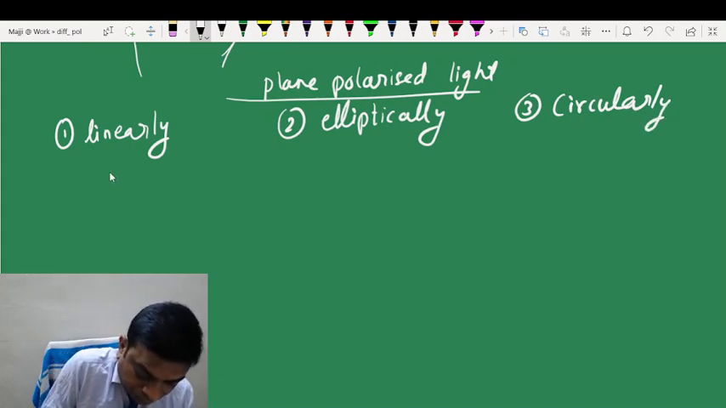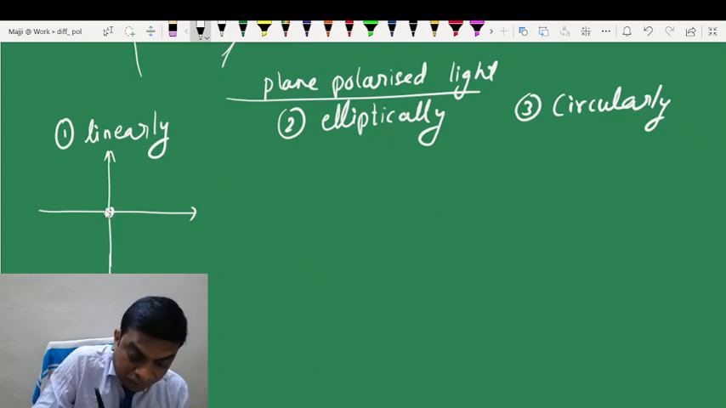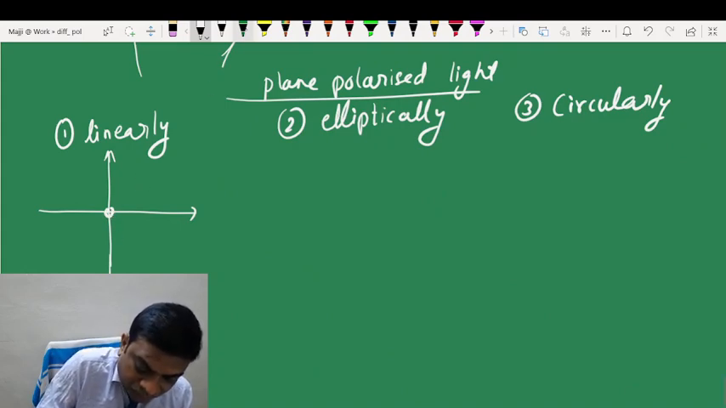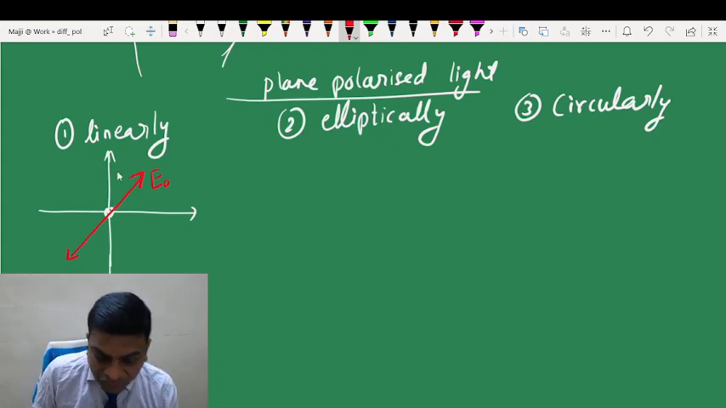Okay. Now if you take the plane of vibrations like this, remember light rays passing perpendicular to the plane, then if you have an electric field vibrating along a line, the electric field vibrating along a line, this is linearly polarized light.